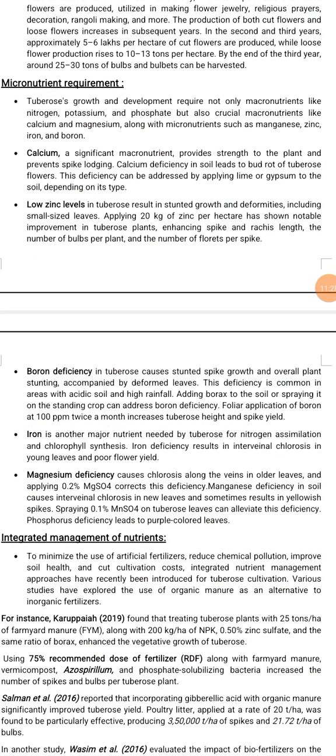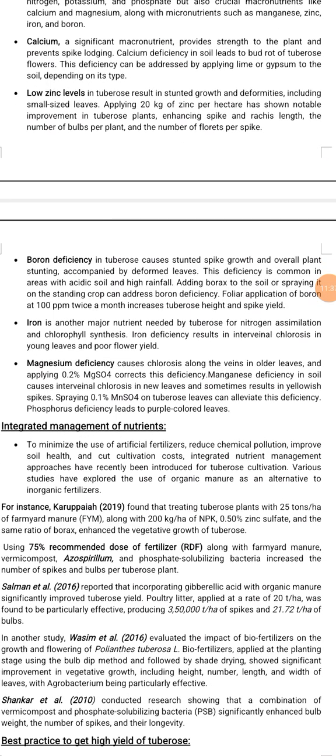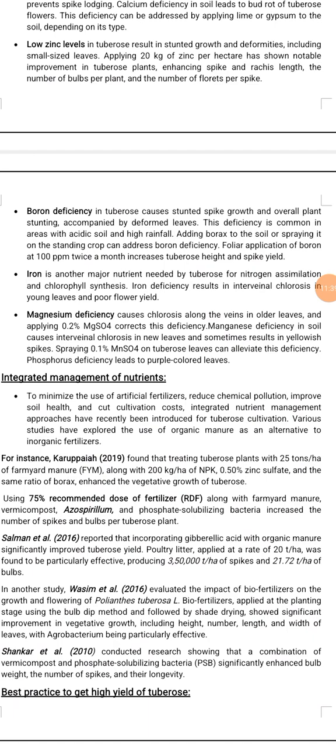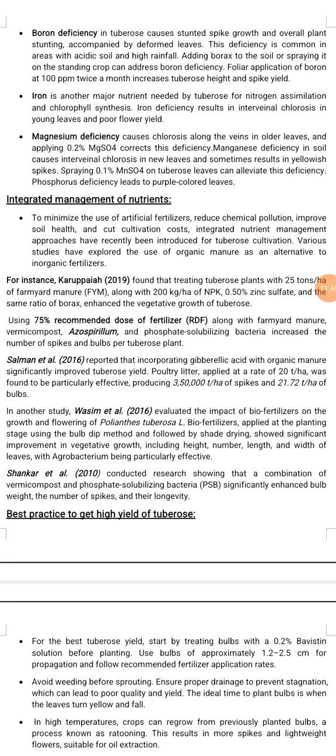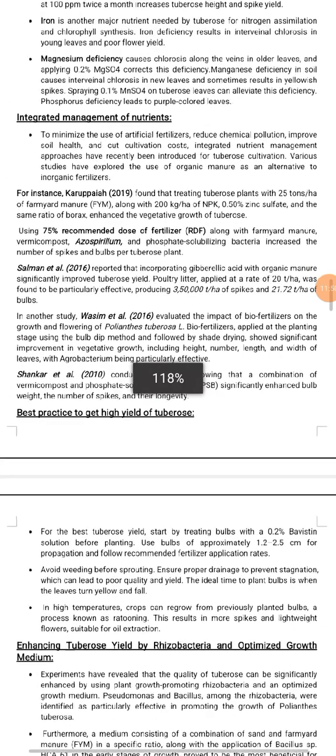These are the calcium deficiency in the soil with the bud root of the tuberose flowers. Calcium is also a micronutrient, but it is very important for normal growth. And low zinc level, that is the boron deficiency, will cause abnormal growth. And magnesium deficiency: magnesium is a part of chlorophyll, and if it is not present there will be stunted growth. And integrated management of nutrients is also very important for it.